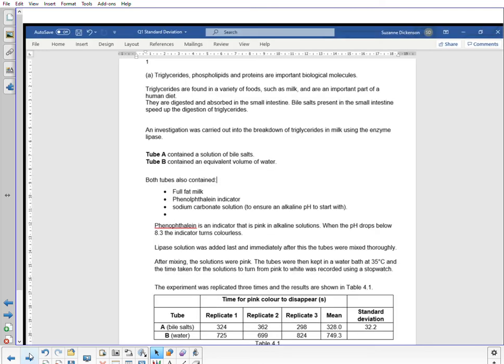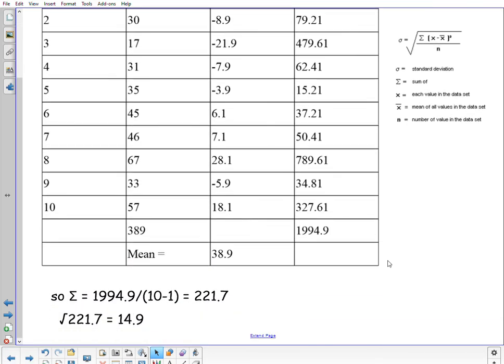Okay, we then pop them into our equation. That's what we've done here. And we end up with a value of 14.9. So we have a bigger standard deviation, so therefore a bigger range of data. All right, our data is more spread out in this set than it was in the previous set.